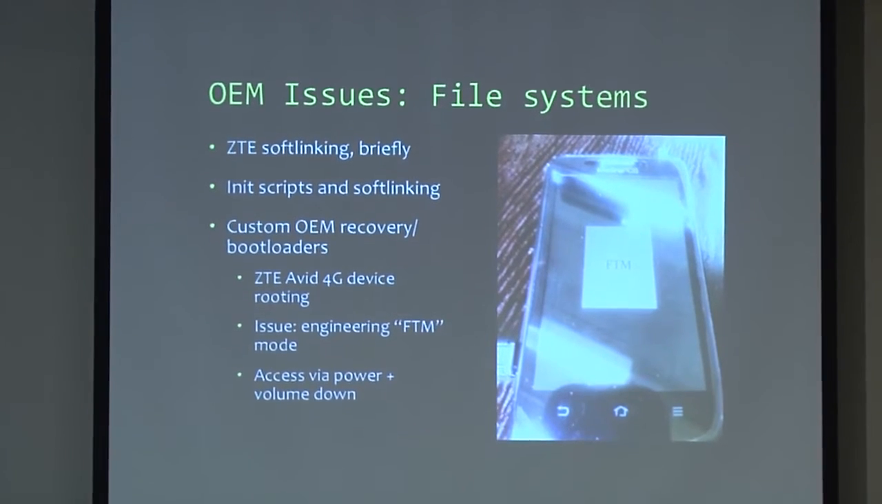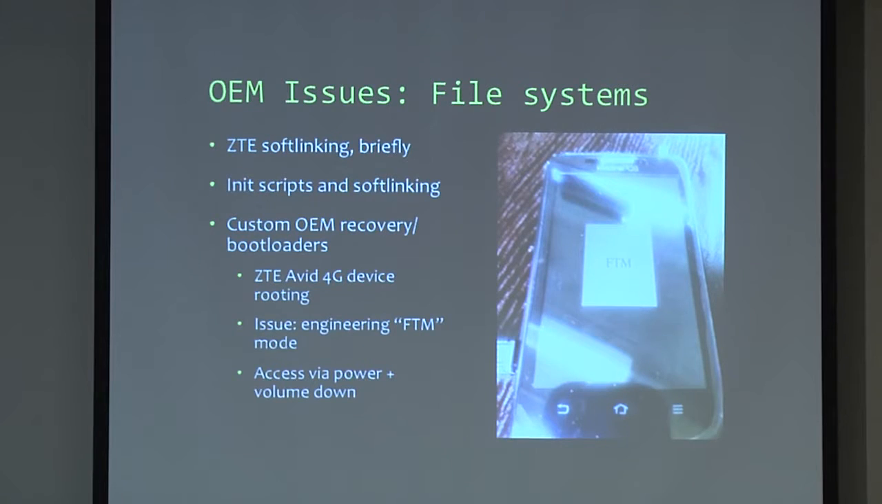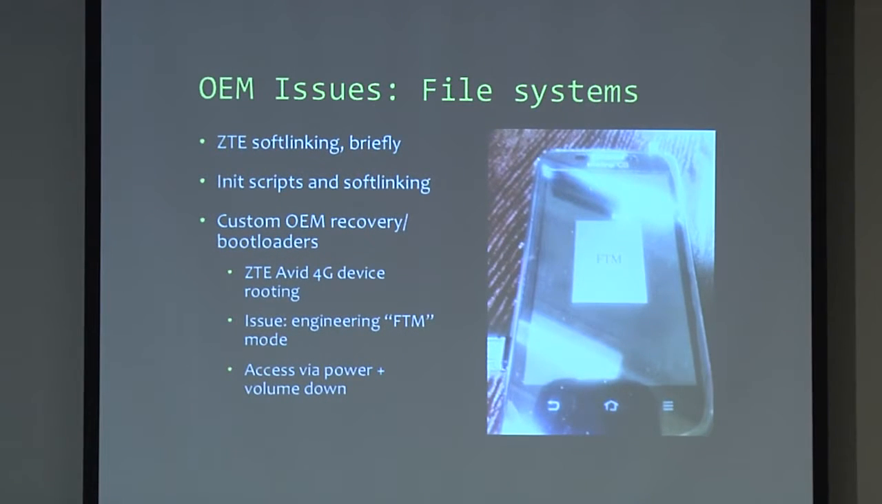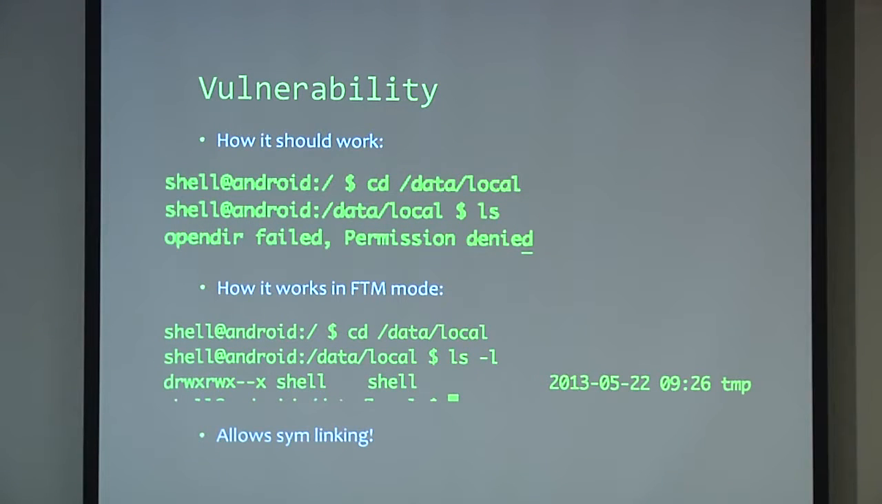This ZTE device was just a cool device because it basically roots itself. So there's the bootloader, there's recovery, and then, I don't know, ZTE added FTM mode. I guess it's factory test mode. So power and volume down, you boot into FTM. This is how it should work: go to /data/local, you can't list it out, right? You don't have execute permission on the directory. How it works in FTM mode is that you can list it out. So /data/local/tmp is the area of the file system where you can write to anything. Everyone has read, write, execute, I think, privileges.